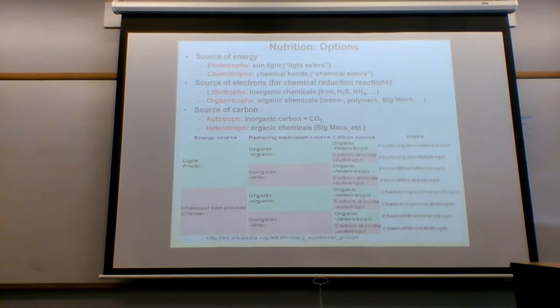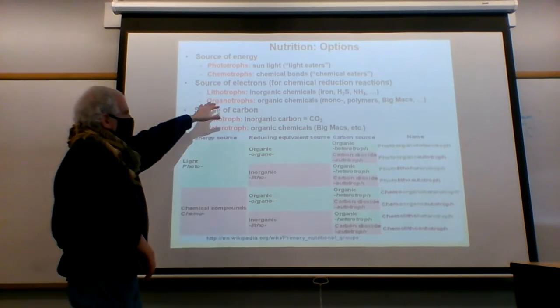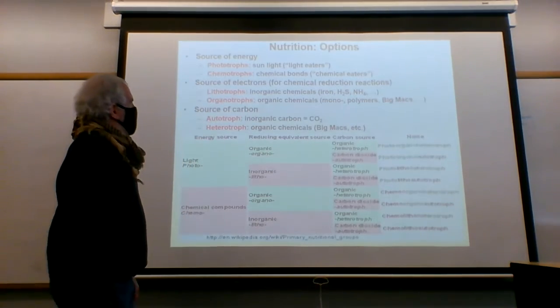There are a lot of organisms out there, bacteria anyway, that have to have a grand buffet. They have stuff they get their energy from, stuff they get their electrons from, and then stuff they get their carbon from. You know, so it's like the ultimate in a picky eater. So organotrophs, we're getting organic chemicals for our source of electrons.